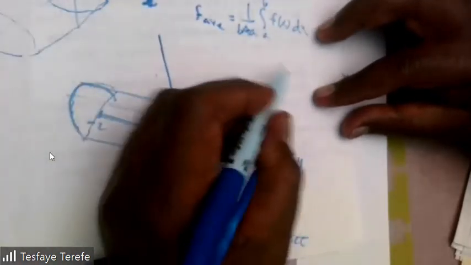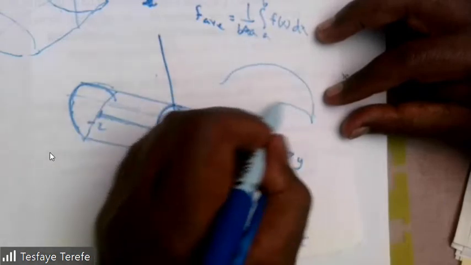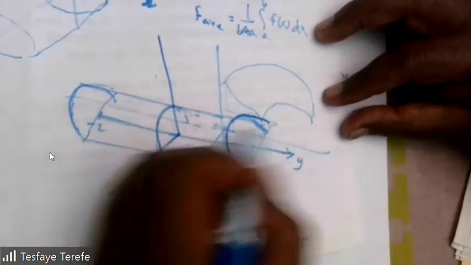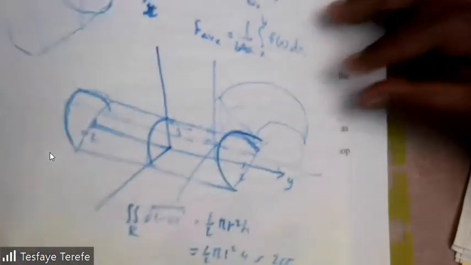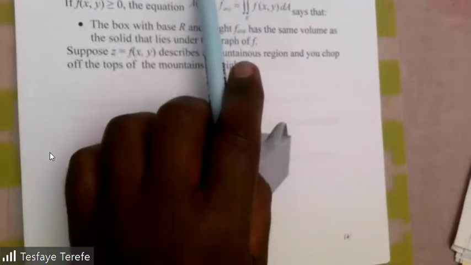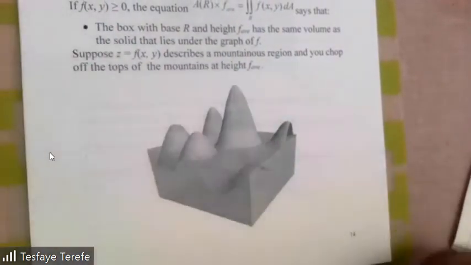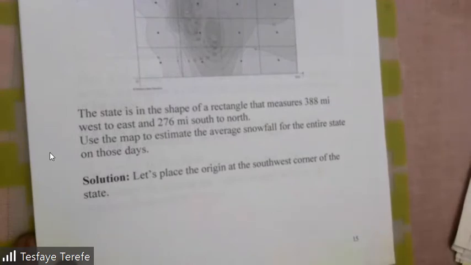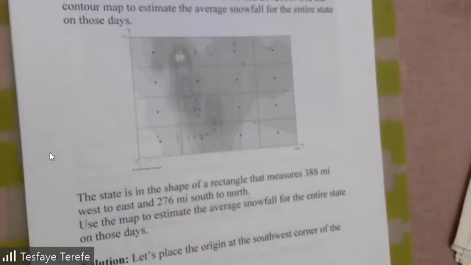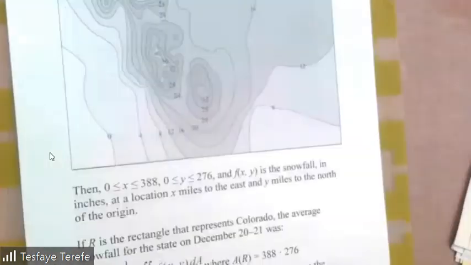Likewise, if we have a solid, if I have a surface which is coming this way, and then if I manage the volume, that means the volume divided by the area element will give me the average value. f average is equal to 1 over the area of that rectangular region multiplied by the integral of f of x y dA. All these, and even if you are given a contour map, you can find the average rainfall or precipitation or snowfall or anything. And you have done all that. So I'm not going to spend the time.